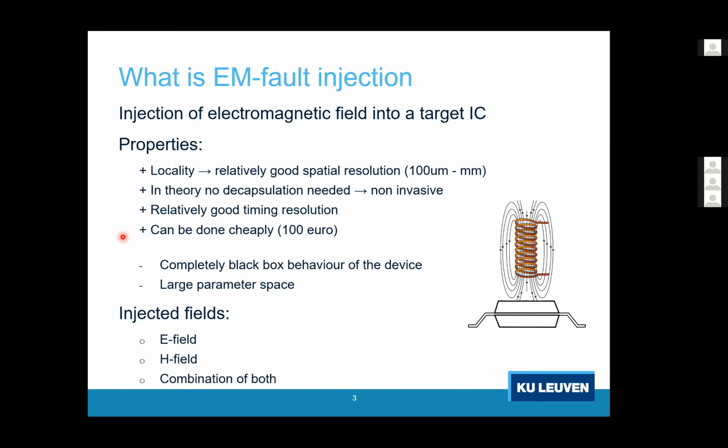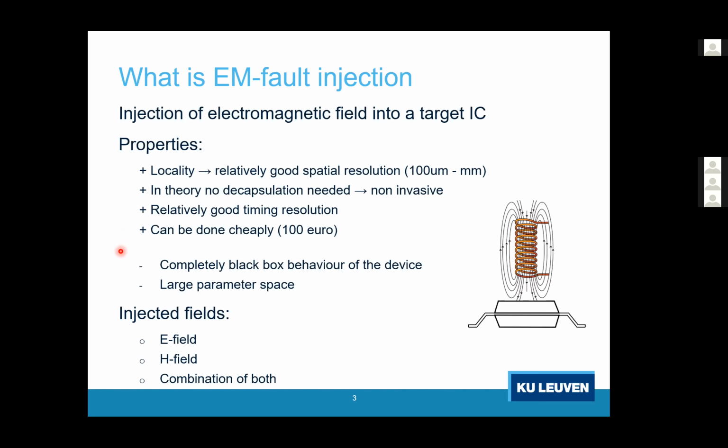The downsides of EM fault injection, as is the case with most fault injection methods, are that the behavior of the device is kind of a black box. You inject an EM pulse into it, it will fault or it might not fault, but you have no idea why or what's happening inside the device itself, or which parts of the logic are actually causing the fault to occur.